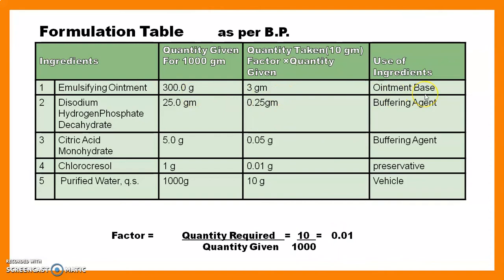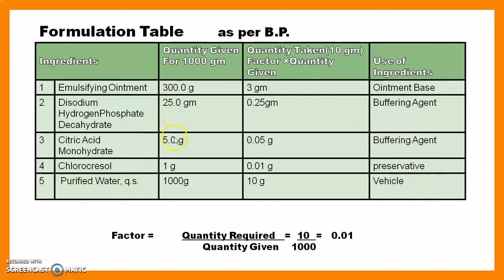Emulsifying ointment is used as an ointment base. Disodium hydrogen phosphate dihydrate is used as a buffering agent, citric acid monohydrate as a buffering agent, chlorocresol as a preservative, and purified water as a vehicle.